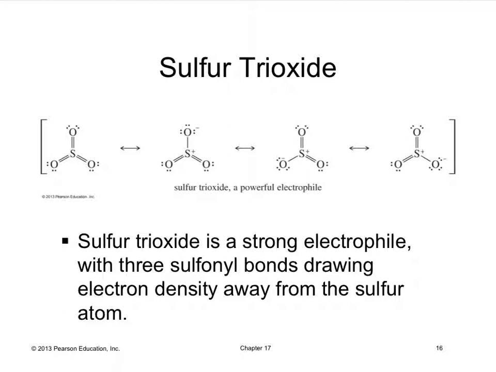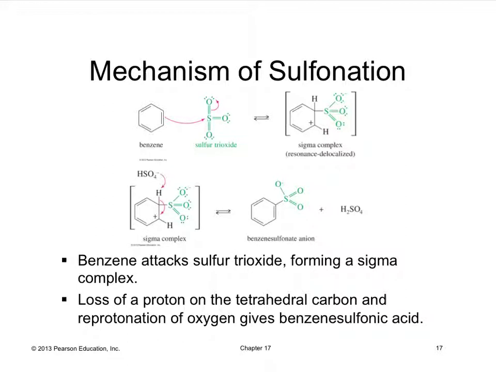If we look at sulfur trioxide, shown here, you can see sulfur trioxide has various resonance forms, because you can have electrons go from here, or you can have movement of electrons, where now you have these possible resonance structures. And as a result, it's a very strong electrophile.